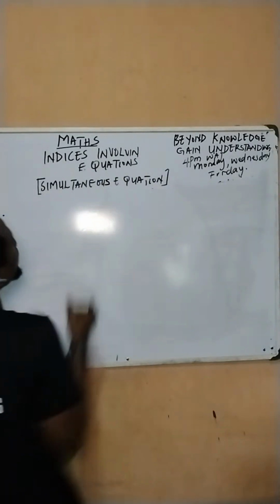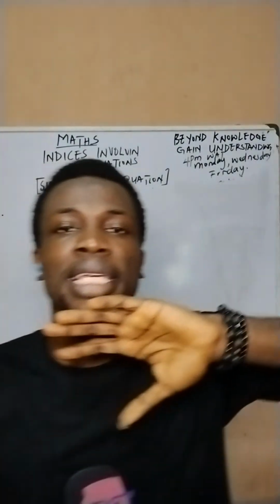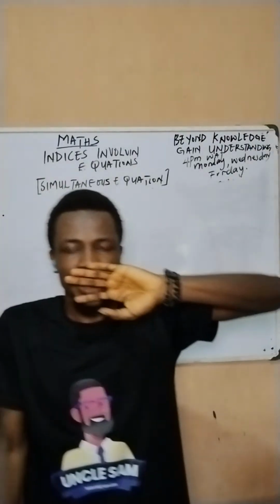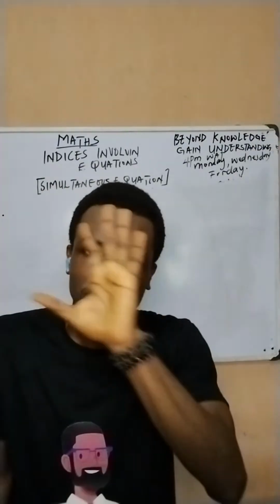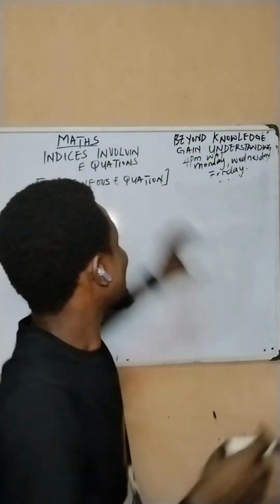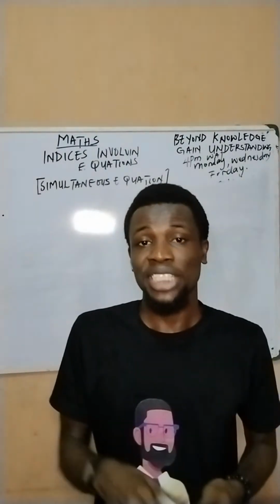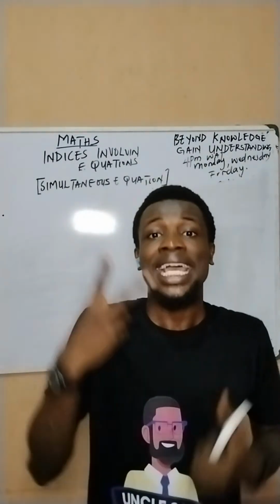Simultaneous equation. The major focus of our lesson now, which is not going to take so much time, is us exploring indices involving equation. And the equation we are seeking to explore under indices now is simultaneous equation. What is the basic idea behind simultaneous equation? It's just 2 equations that are solved at the same time.